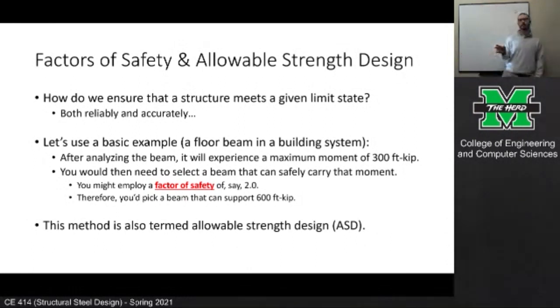I'm just making that number up, okay? Well, the question becomes, am I 100% certain about that number, that 300 foot kips? Can I reliably bank on that?